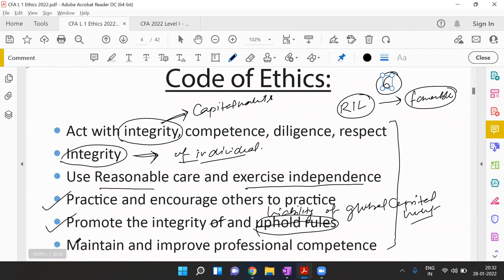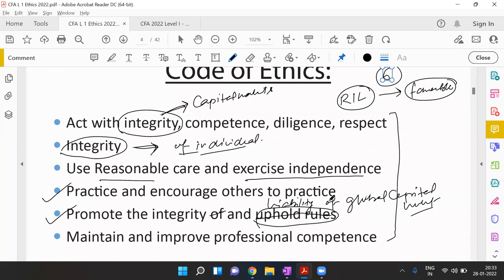But now this code of ethics has been changed a little bit, and they say you need to promote the integrity and viability of global capital markets. What do you mean by viability here? If you are a stock broker and if you start charging arbitrary fees from your clients, which means what? You are not working in the best interest of your clients, right? And that is going to have a negative impact on global capital markets also, because investors might be disinterested in investing in capital markets.